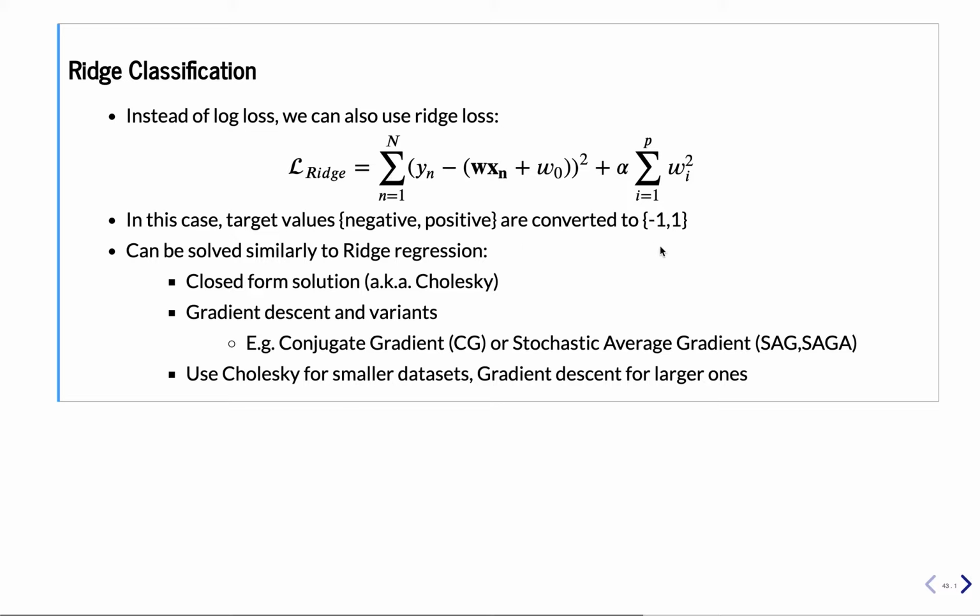So this is very similar to what we saw before with ridge. And again, we can use the same solutions to solve this. There's a closed form solution called Cholesky. There's gradient descent variants like conjugate gradients and stochastic gradients. And again, you can use Cholesky for the small data sets and gradient descent for the large data sets.